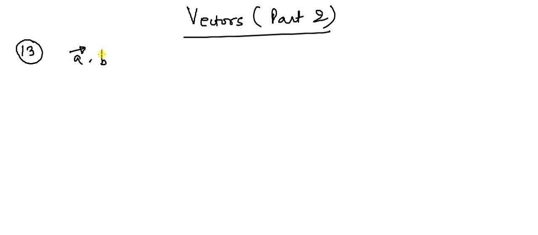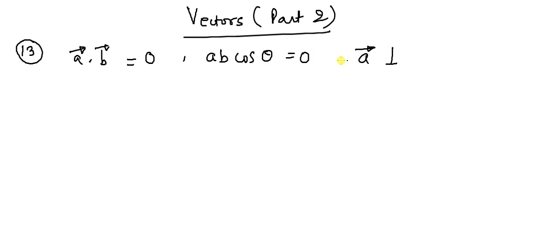When you take a dot b vector, if it is coming out to be 0, then what does this mean? That means AB cos theta is 0, which means cos theta is 0. And when is cos theta 0? At 90 degrees. That means A vector is perpendicular to B vector.